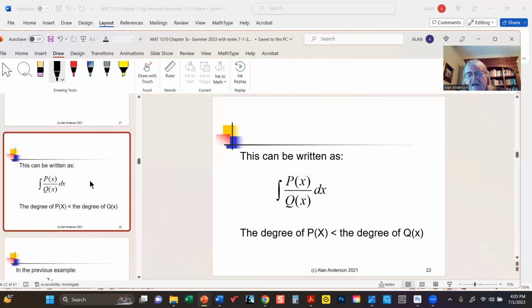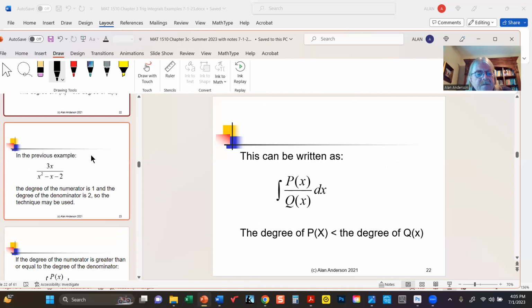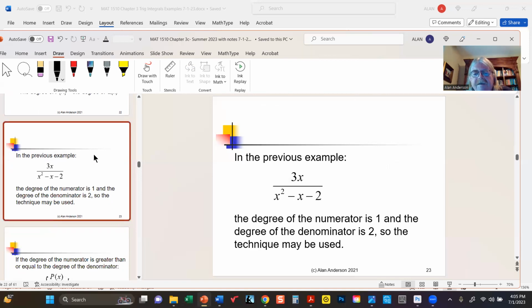All right. So formally, this is how we write it more formally. If we have a fraction, a function which is a ratio, in other words, a rational function, it's important that the degree of the numerator, p of x, is strictly less than the degree of q, the denominator. Otherwise, we have to do something like division. Now here, there's no problem. Okay, we did the technique. And that was just fine.